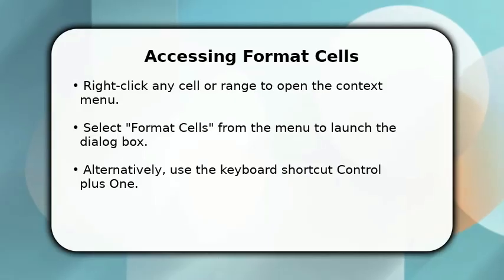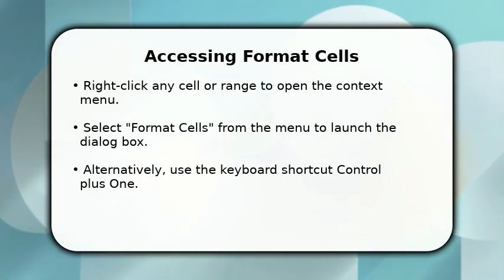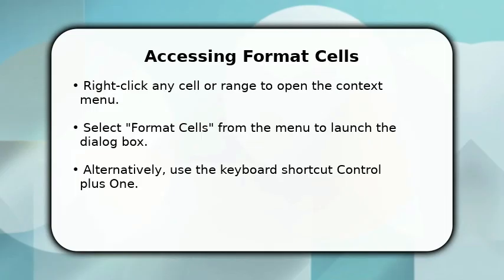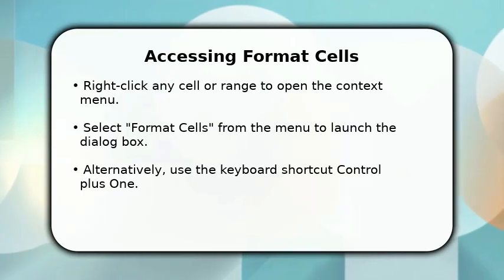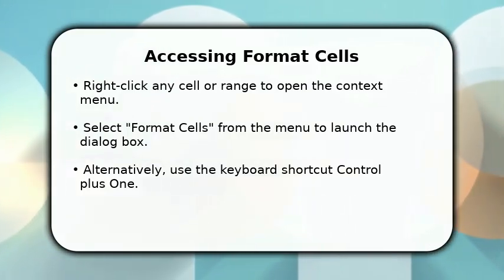Enjoy the video. In this video, I will explain how to use format cells in Excel. To begin, simply right-click on any cell or selected range of cells. From the context menu that appears, choose Format Cells to open the powerful dialog box. You can also quickly access it by pressing Ctrl+1 on your keyboard.